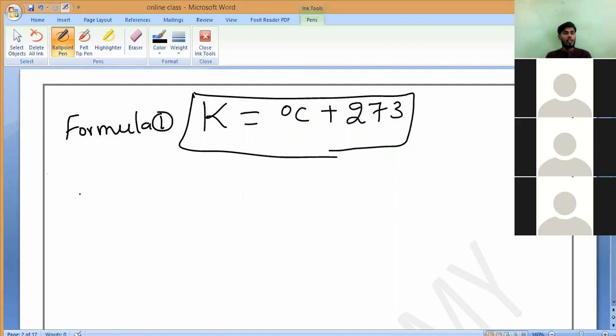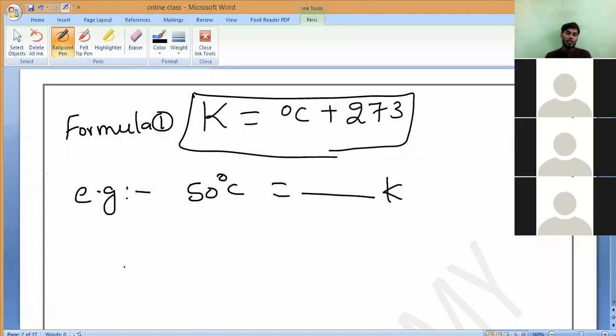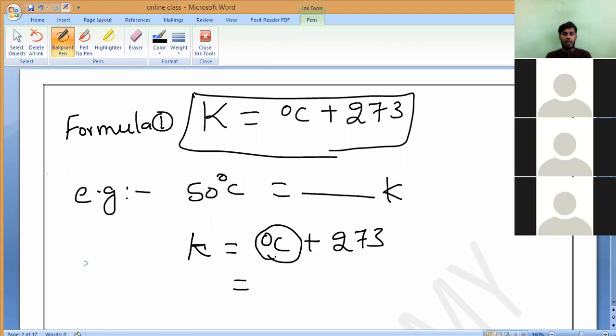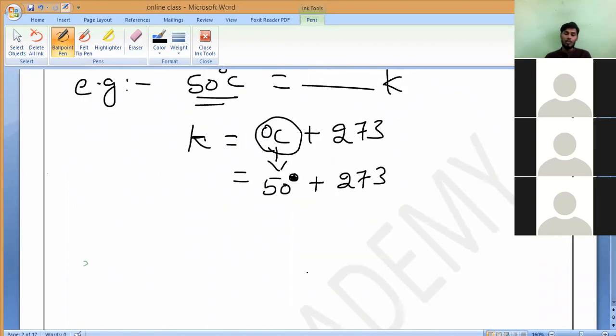For example, I have given 50 degrees Celsius. How do you find the Kelvin? Kelvin scale equals 273 plus the degrees Celsius, which is given as 50. So 273 plus 50 gives 323 Kelvin. Understand? We should not keep the answer as 23.